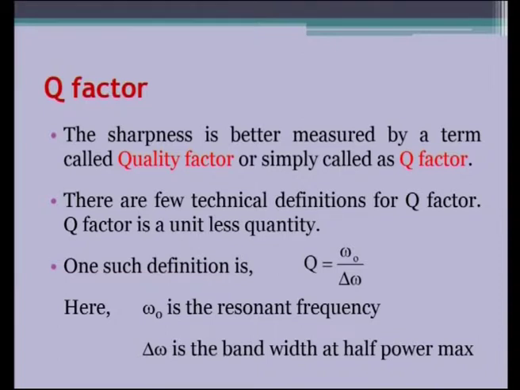One such definition we could take up for our discussion here, which is Q is equal to the ratio of omega naught to del omega. Here omega naught is the resonant frequency and del omega is the bandwidth at half power maximum. This relation seems to be very simple. It is a ratio. In the numerator we have the resonance frequency itself. Here it is mentioned as the angular frequency omega.